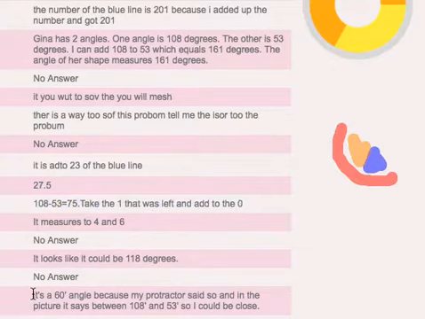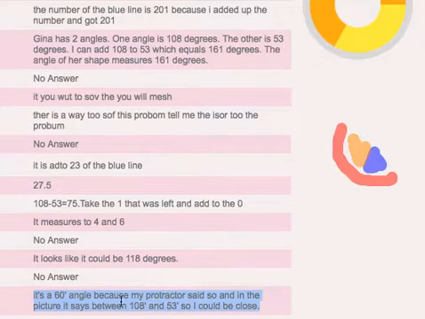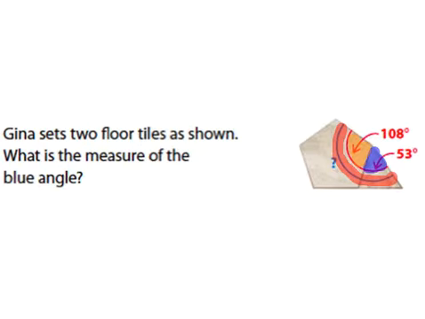Let's see, right here. It's a 60-degree angle because my protractor said so, and in the picture it says 108 and 53, so I could be close. We shouldn't be using a protractor to solve this problem. All the information that we need is supplied for us. We should not be measuring this angle. Also, saying that this is a 60-degree angle is not reasonable.